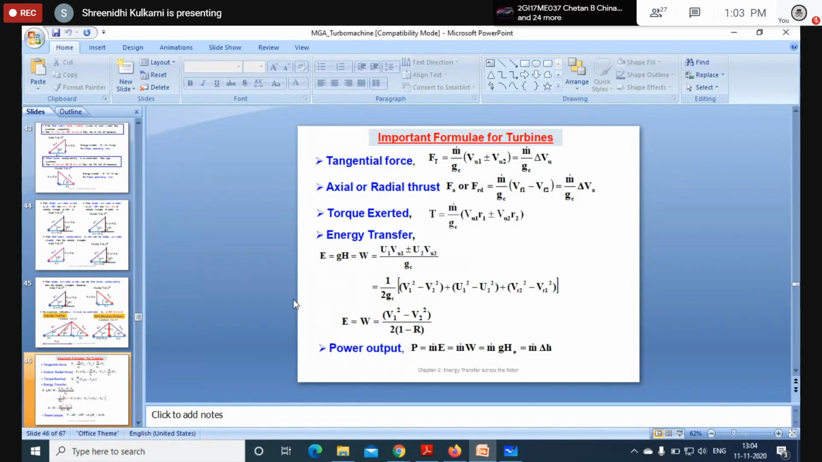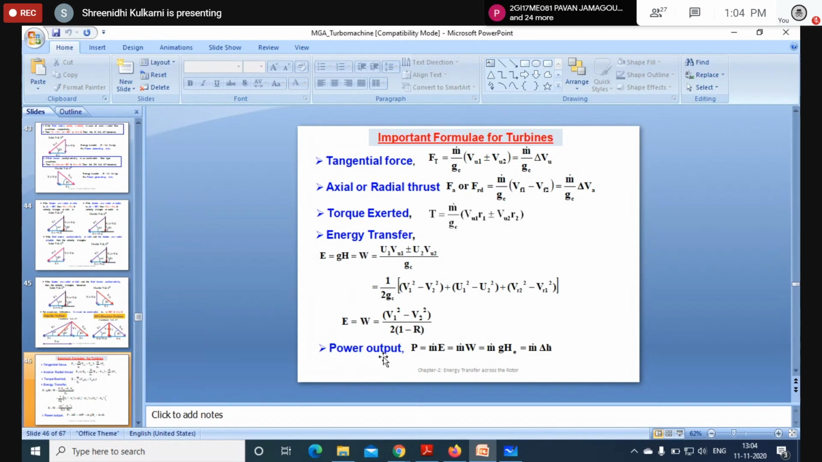Next, energy transfer. We can denote it by E, generating head, or W. It is Vu1 U1 plus or minus Vu2 U2. If it is an axial flow, U1 will become U2, so it is U into Vu1 plus or minus Vu2. This is the alternate form of Euler's turbine equation. Or we can write another equation: E is equal to W, which is V1 square minus V2 square divided by 2 into 1 minus R.